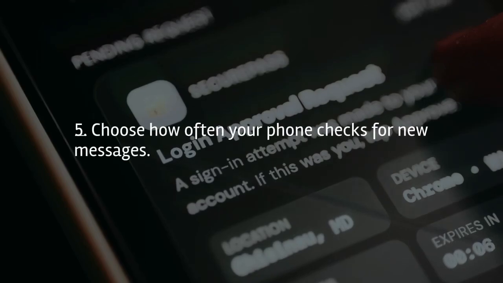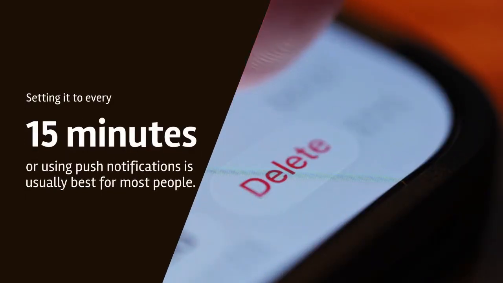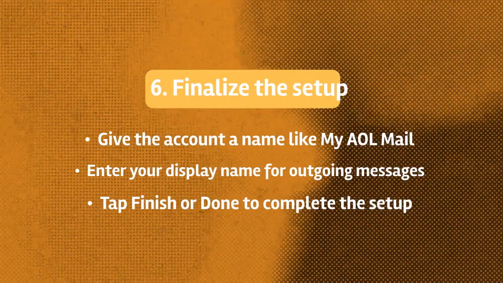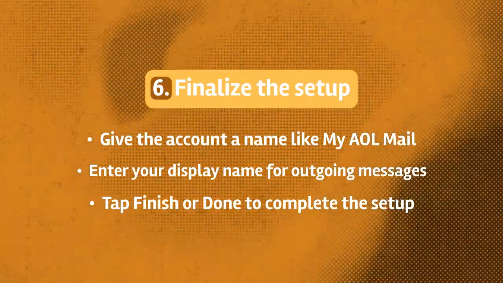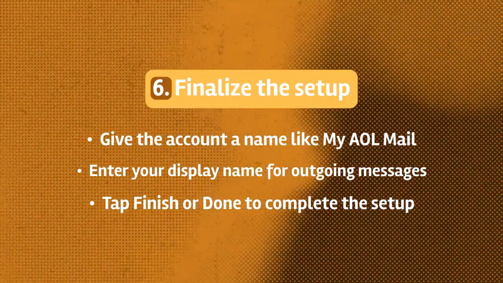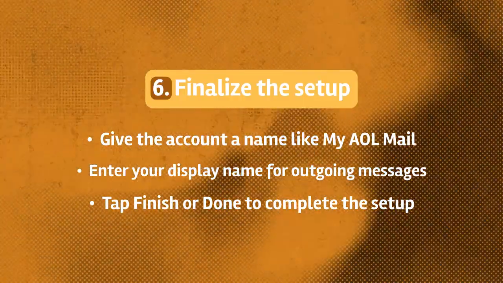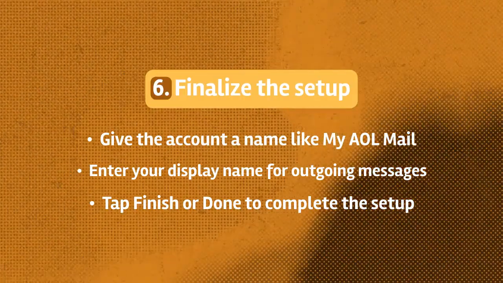You can now choose how often you want your phone to check for new messages. Setting it to every 15 minutes or using push notifications is usually best for most people. Finally, give the account a name like My AOL Mail and enter your display name for outgoing messages. Tap Finish or Done to complete the setup.